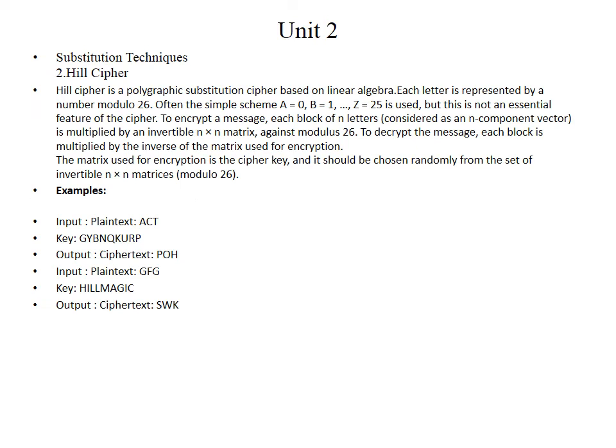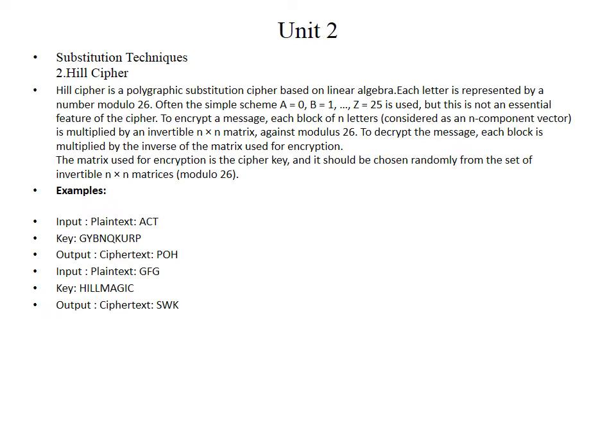The next is the Hill cipher. The Hill cipher is a polygraphic substitution cipher based on linear algebra. Each letter is replaced by a number modulo 26. Often the simple scheme like A = 0, B = 1, Z = 25 is used, but this is not an essential feature of the cipher.